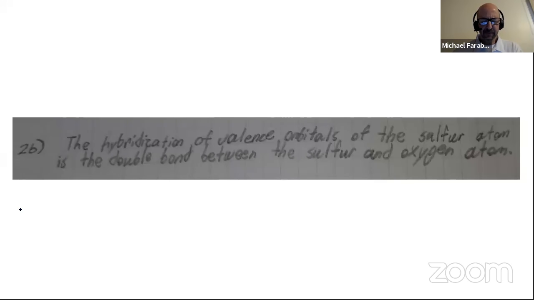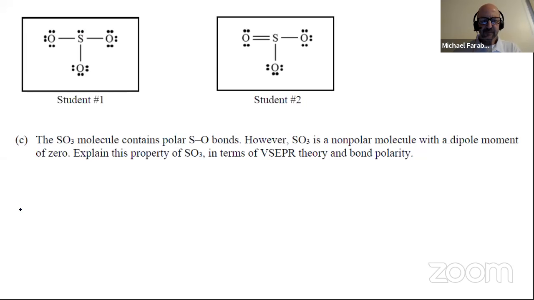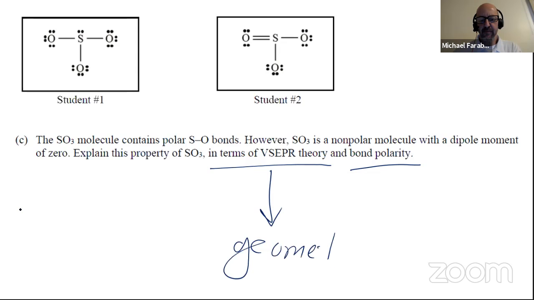And the student says the hybridization of the valence orbitals of the sulfur atom is the double bond. So they're confused between bonding and sp, sp2, sp3. The SO3 molecule contains polar SO bonds. However, SO3 is a non-polar molecule with a dipole moment of 0. Explain this property of SO3 in terms of VSEPR theory and bond polarity. So here you should talk about the geometry. And here you should talk about the arrangement of the dipoles.